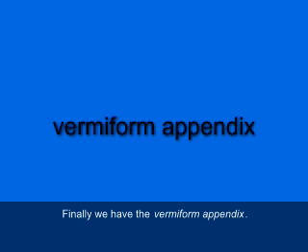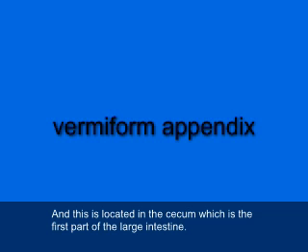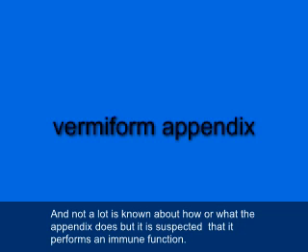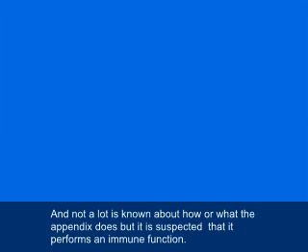Finally, we have the vermiform appendix, V-E-R-M-I-F-O-R-M, appendix, A-P-P-E-N-D-I-X. Usually we just refer to it as the appendix. And this is located in the cecum, which is the first part of the large intestine. And not a lot is known about what the appendix does, but it is suspected that it performs an immune function.